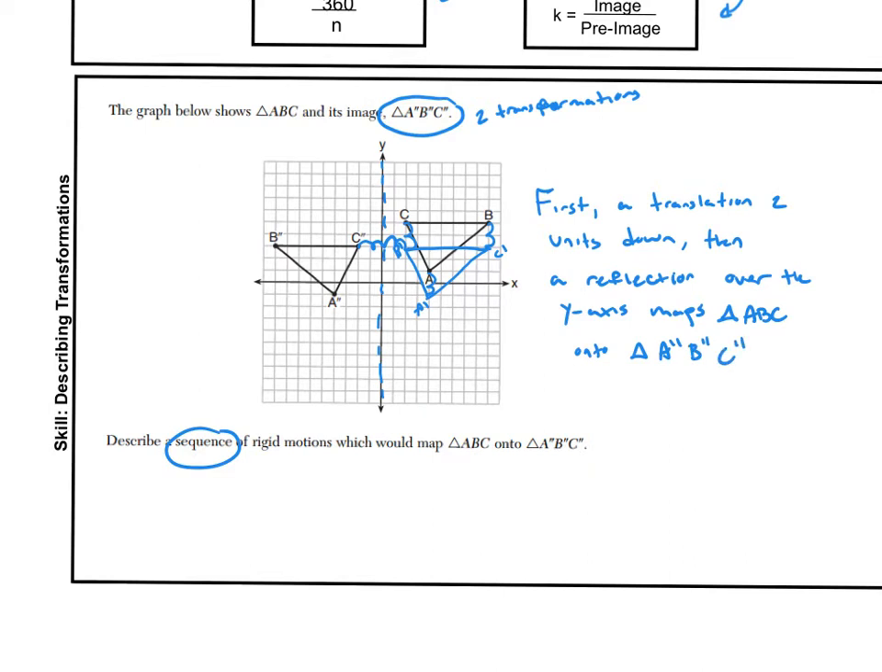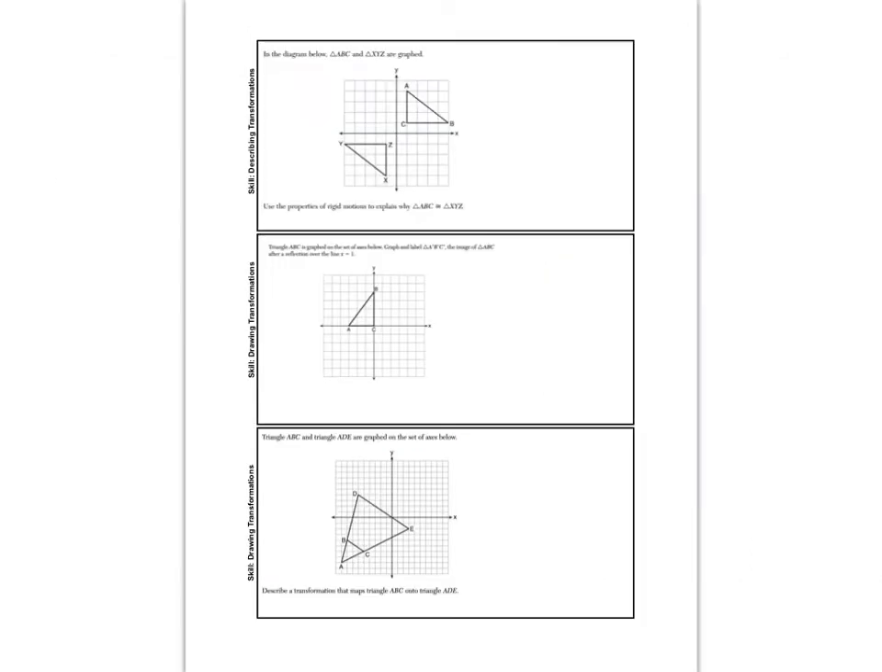Now, the main things I want to point out about how I answered this question is, one, when I said a translation, I was very specific. I said 2 units down. I didn't just say a translation. I said a translation and how much I moved it. And then whenever we reflect something, we always talk about the line of reflection that we used. All right, let's move on to our next question.